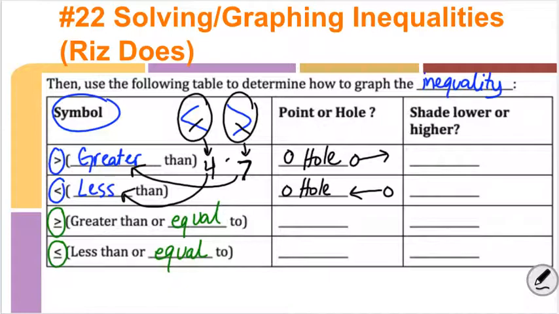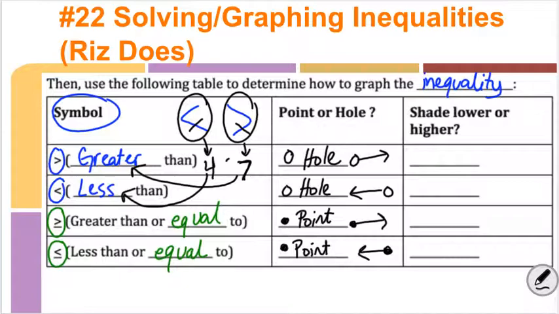A greater than or equal to symbol will be a point, so it'll be filled in, like this. It'll look something like this. And then less than or equal to will also be a point, but it will be pointing the other direction. Okay? So far, point versus a hole.